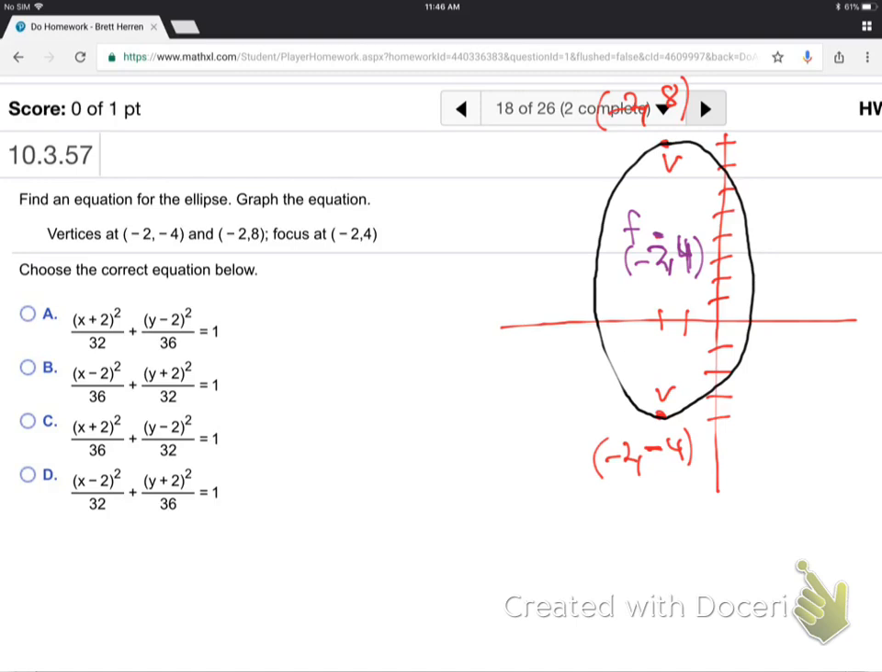Now, what's the next thing you really need to find on this one? The center. Yeah, you really have to find the center. Can you do that? Find that center.